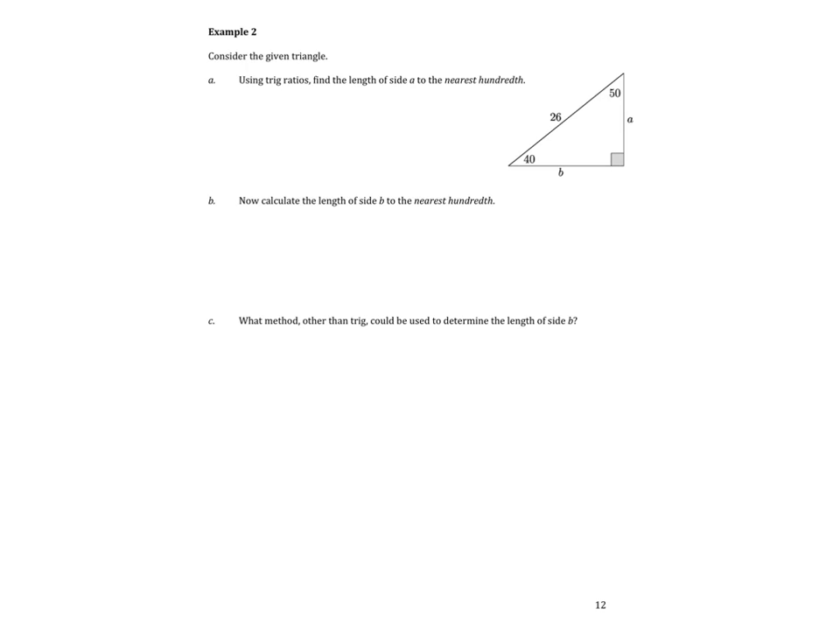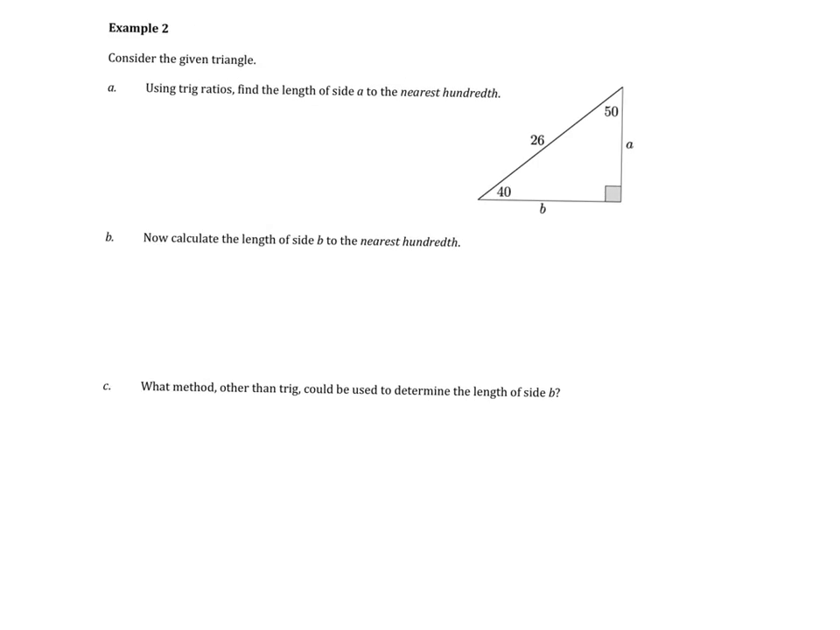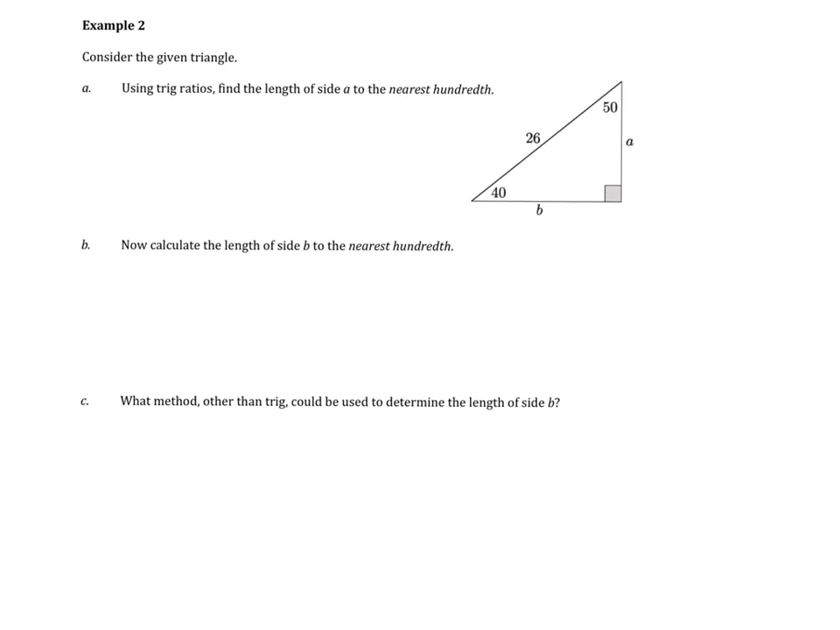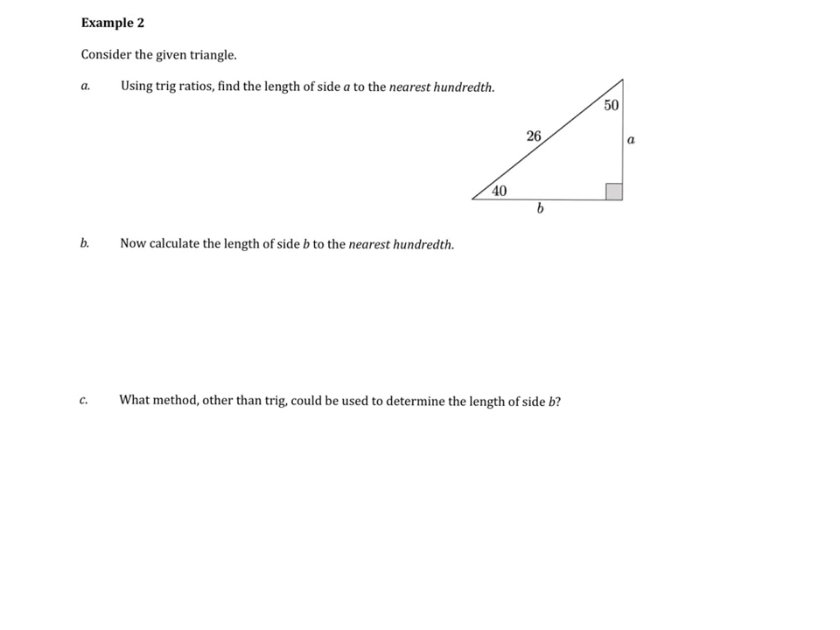Okay, so we're asked to consider the given triangle. For example 2, we're going to use trig ratios in order to find the length of side A to the nearest hundredth. Got to pay attention to that. Okay, so we're going to have to use trigonometry, sine, cosine, or tangent because we're given angle measures and we're looking for a missing side, and we have 2 missing sides. So using the angle measure of a right triangle and one of the sides, we're able to find the other side. So that's going to make a difference in whether we're going to use the Pythagorean theorem or trigonometry.